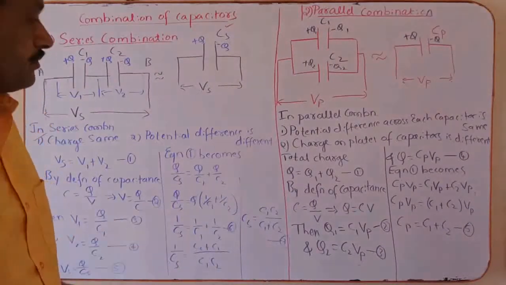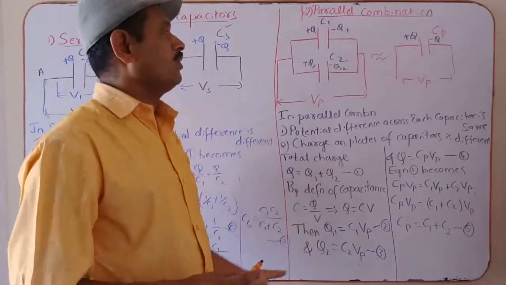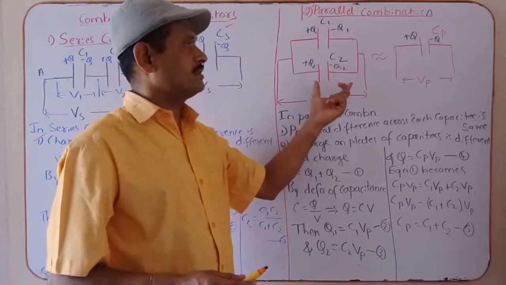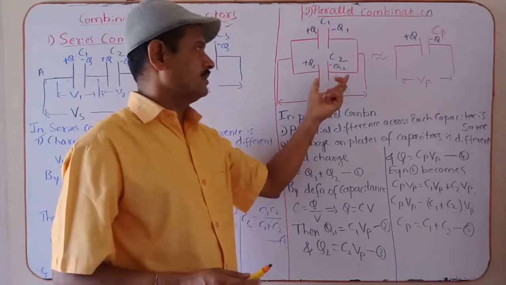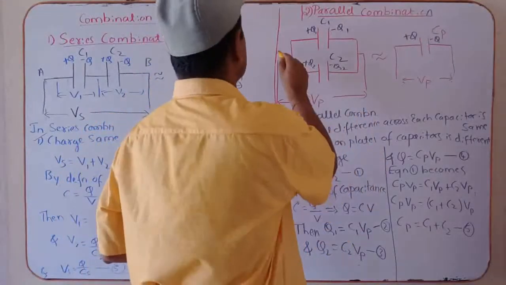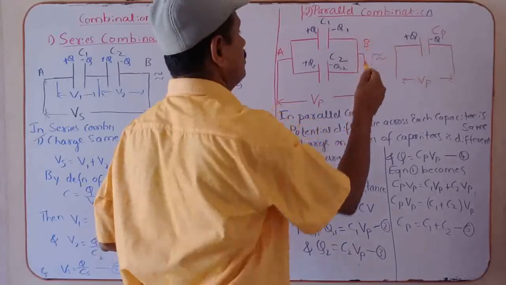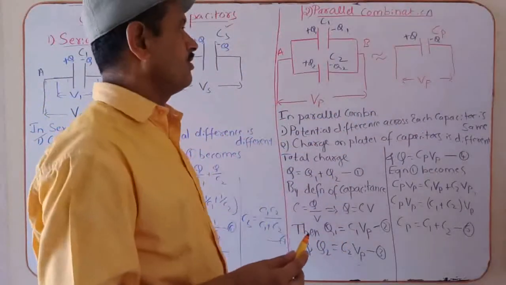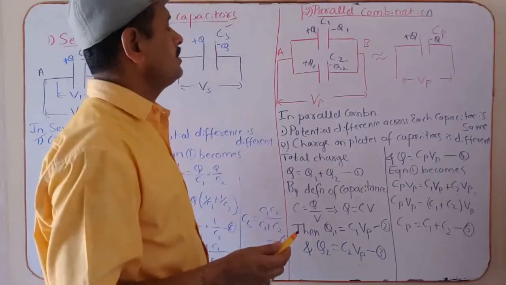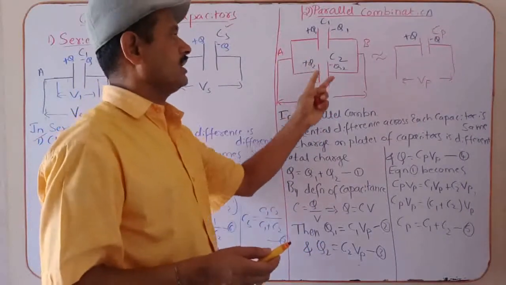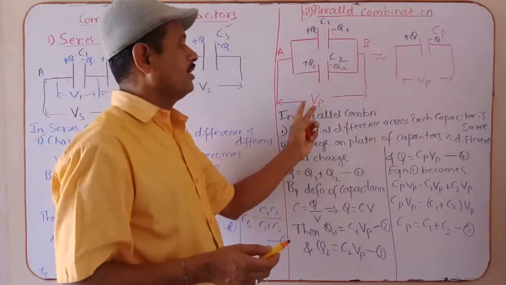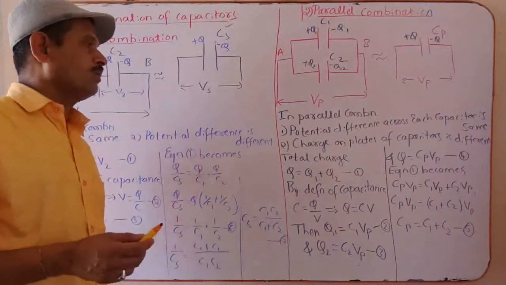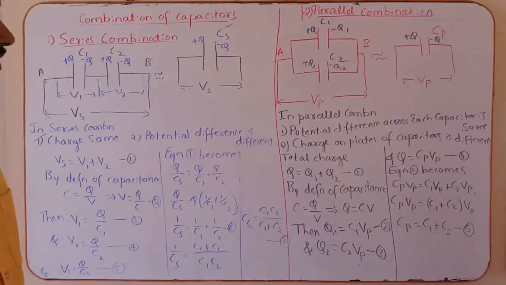Yes, fine. What is the meaning of parallel combination of capacitors? Two or more capacitors are connected across 2 common terminals, A and B. This is called parallel combination of capacitors. Once again, repeat: 2 or more capacitors are connected across 2 common terminals by applying a potential difference. This is called parallel combination of capacitors.